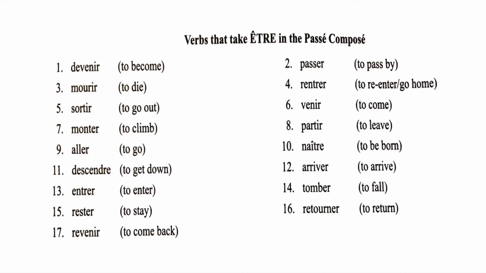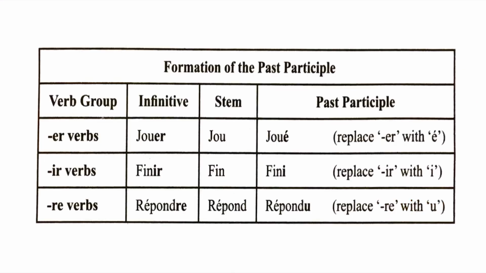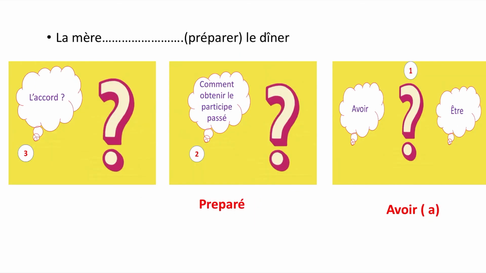If you check the list of the house of être, you will not find préparer there. That's why préparer must be conjugated with avoir, with the pronoun elle, so it will be a. And to answer the second question, how to get the past participle, I want you to check the table of regular verbs. You will find that préparer ends by er, so cut the er and put é. So préparer becomes like this, with only é.